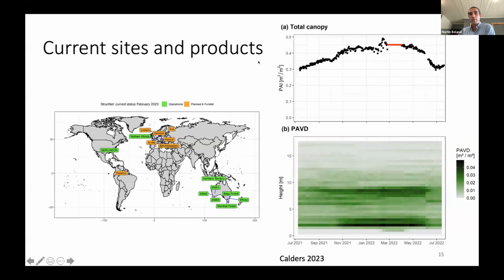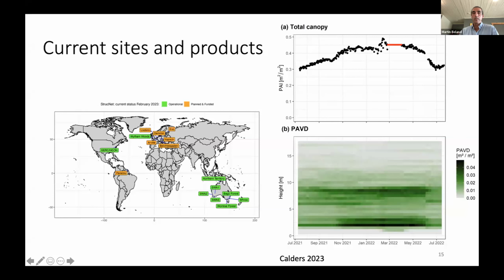So this is the example of products we can derive from this. At the top is the plant area index total, and at the bottom right is the plant area vertical density profile. So you can see through time how the overstory and the understory are evolving, which can be interesting if you're looking at different phenology in the overstory and understory, or if you had a disturbance in your canopy, how it's responding to that disturbance.